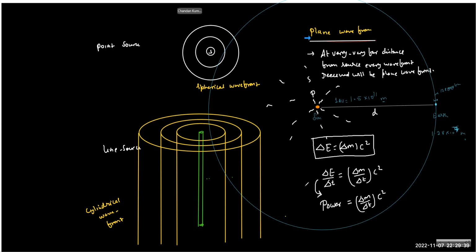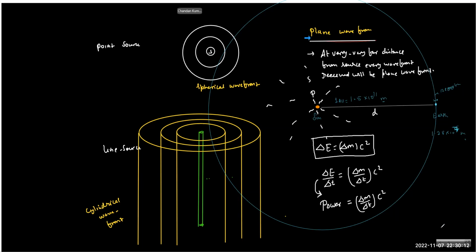So what I'm saying is, if P is the power, which is nothing but the energy per unit time emitted by the sun, that energy will travel and will also spread out. So after traveling a distance d, on what area has the same energy spread out? This is what I'm asking. 4 pi d square.